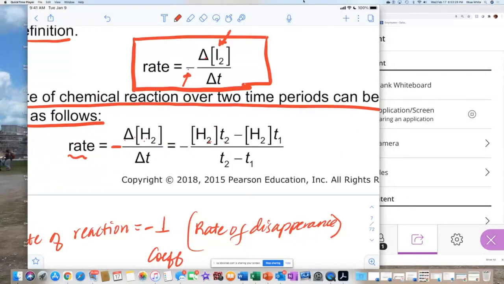Now remember, 2 here is essentially the final condition. 1 for the time is initial. So T2 is the time when the reaction has ended, or whatever you decide is the stopping point, versus the starting point. So T1 is the start of the reaction, and T2 is the end of the reaction. So the end minus the beginning gives you that difference, right?